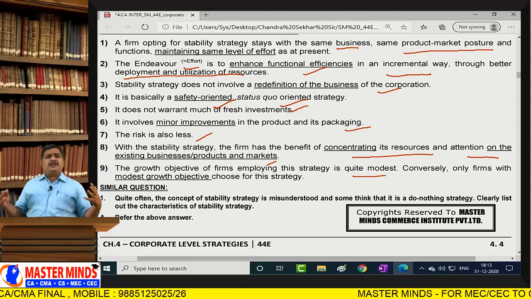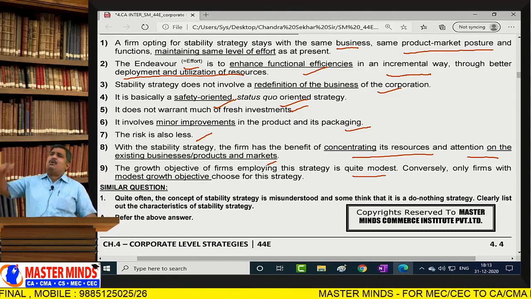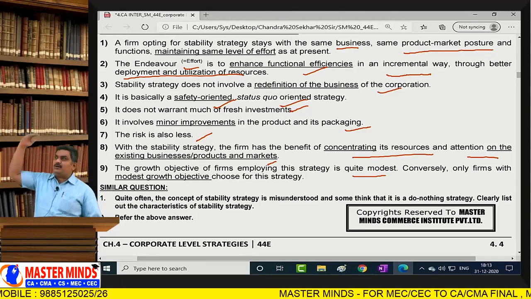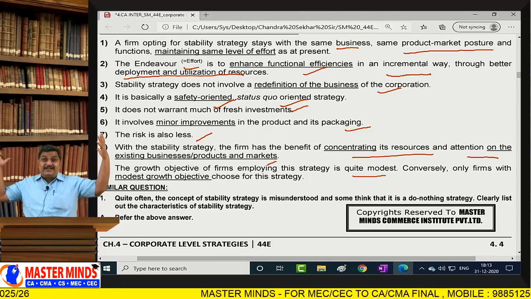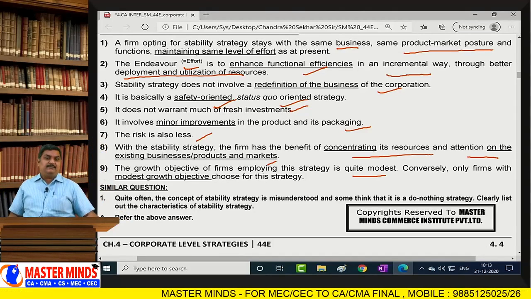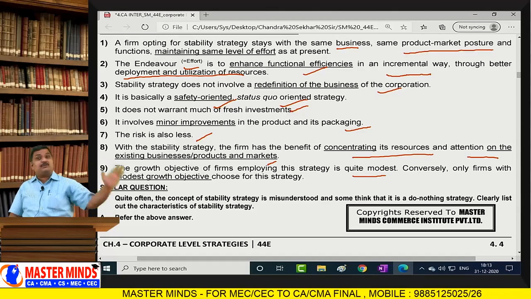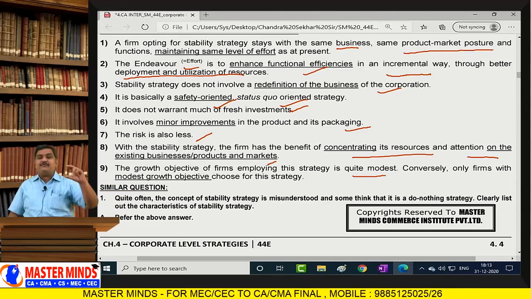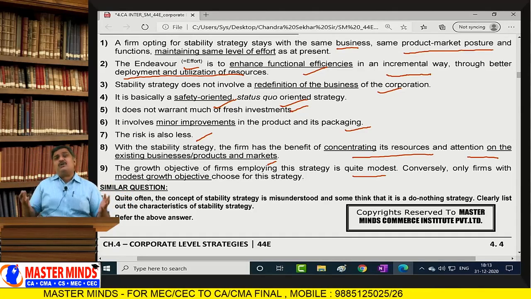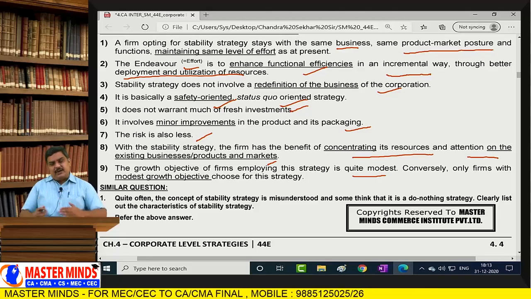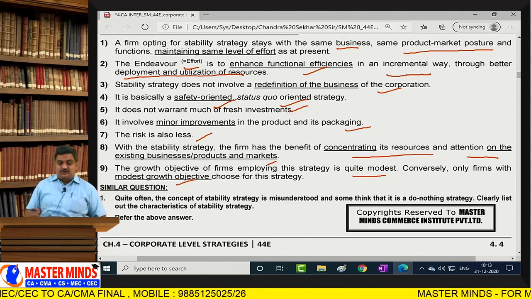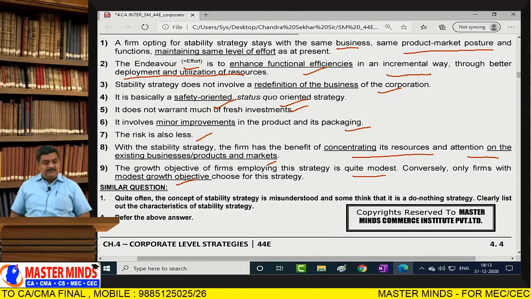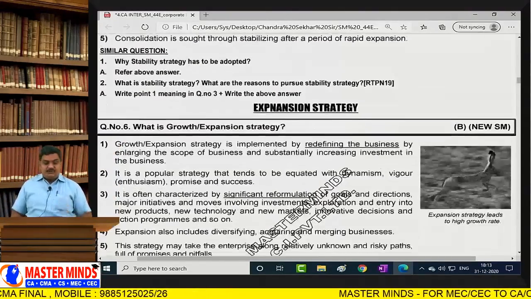But if you say, sir, no sir, I don't want 5%, 10%, 15%, I am always dreaming of 80%, 90% or doubling the growth, then you have to go for expansion if you want very high, drastic, radical growth. But in stability strategy, you will not get that much high growth in your business. You will get only 5% or 10% growth, because you are not doing anything new, no? You are just trying to keep your position, that's all. The growth objective, conversely, only firms with modest growth objective choose this strategy. That means whoever wants simple growth, they'll choose this strategy.